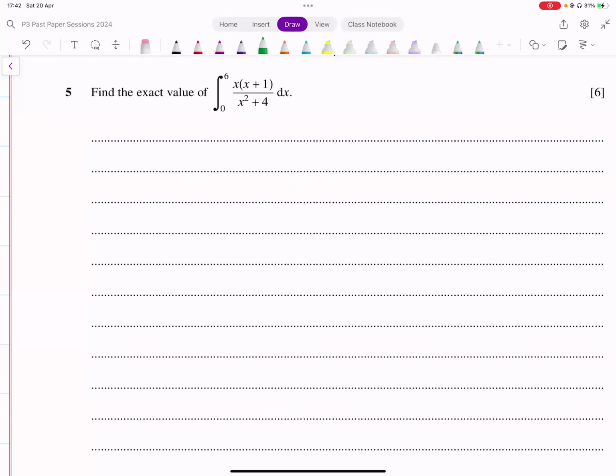Does the ln rule work? Well, no. The derivative of the denominator is 2x. You can't have 2x in the numerator... the denominator. That does not work. Is it the tan inverse form?